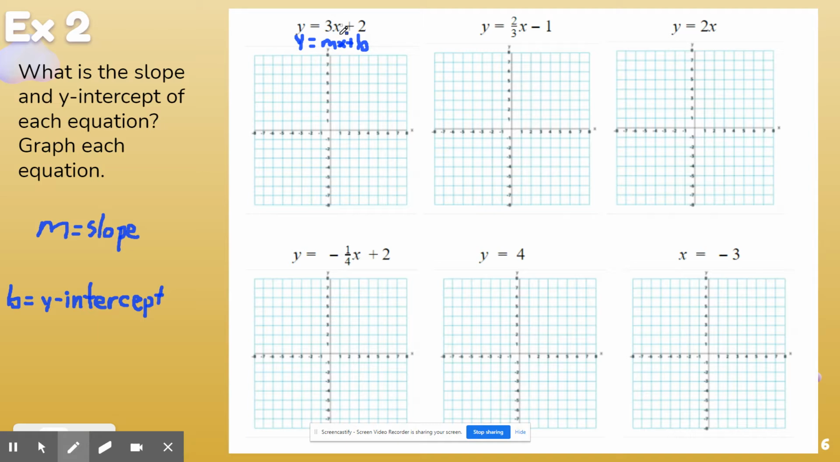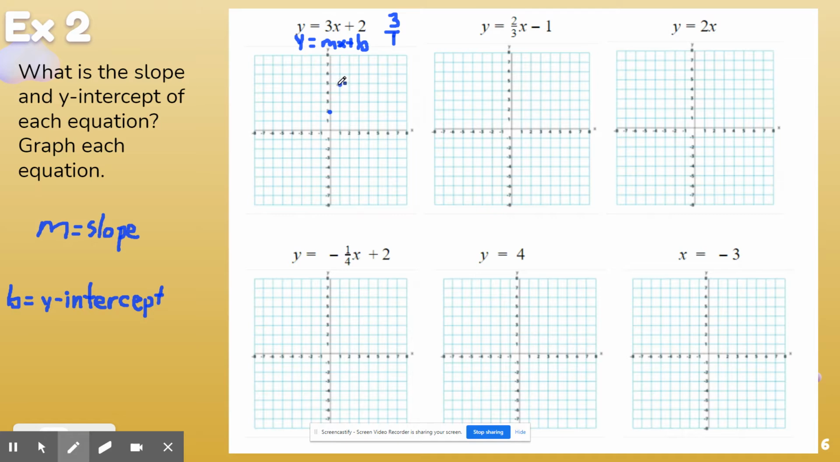Thank you. So when you look at this problem, when it says plus 2, that tells me to start on the y-axis at 2. So right here is 2. The 3, if I was to write it as a fraction, would be 3 over 1, which stands for go up 3 and over 1 to the right. So 1, 2, 3.